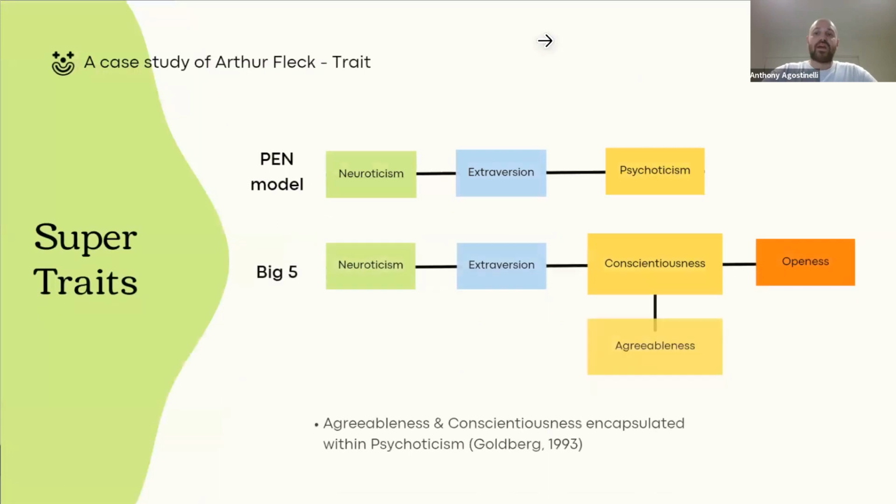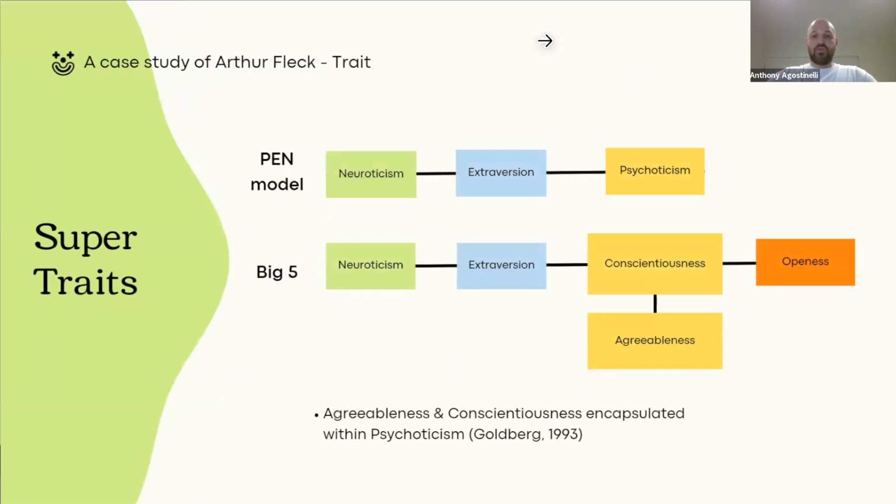So the PEN model outlines 3 core super traits: neuroticism, extroversion, and psychoticism. The Big Five parallels and extends this model, incorporating the super trait of openness. According to Goldberg's research, the traits of agreeableness and conscientiousness are incorporated within the psychoticism super trait, and therefore for simplicity will be used as an overarching super trait.